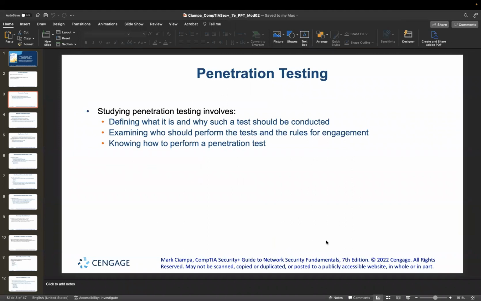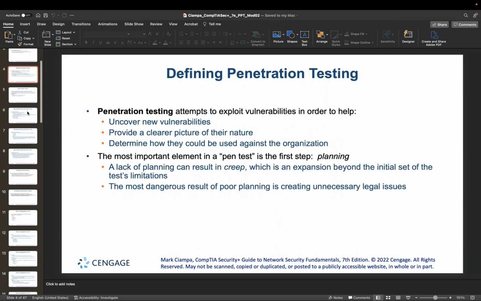First things first, let's talk about penetration testing. When we want to study penetration testing, we should be able to define what penetration testing is at all, and you should be able to explain why we need to have a pen test, which we will discuss in the coming slides. Also, examining who should perform the test and the rules of engagement is another goal in this set of slides. And finally, knowing how to perform a penetration test is kind of like closing the loop on our understanding of penetration testing that we hopefully are going to obtain at the end of these slide sets.